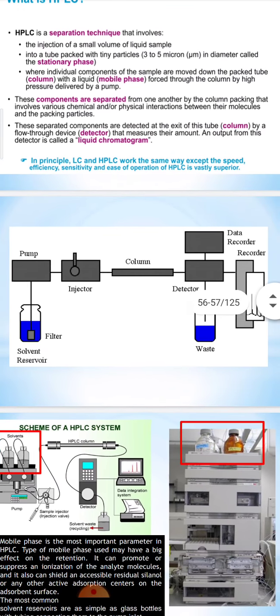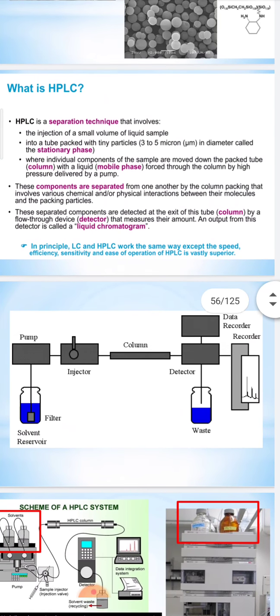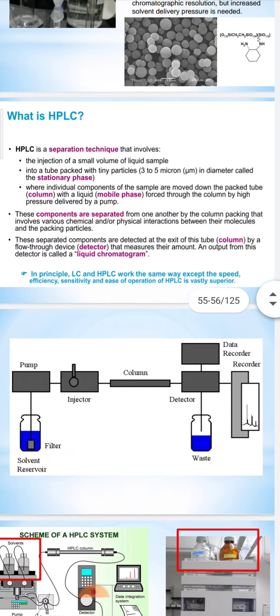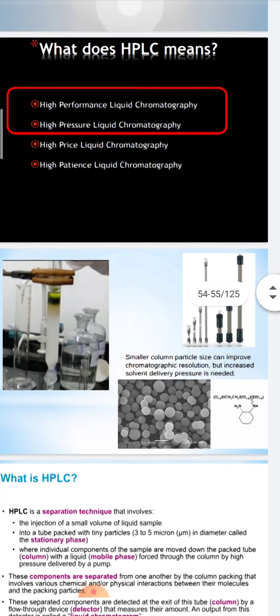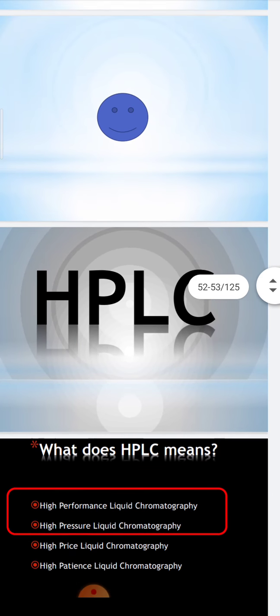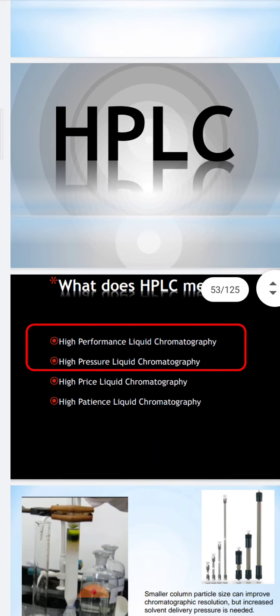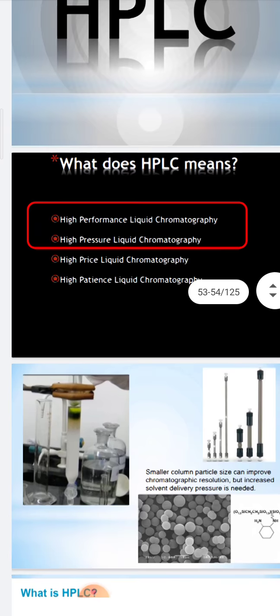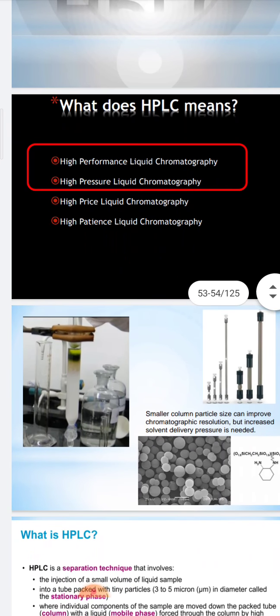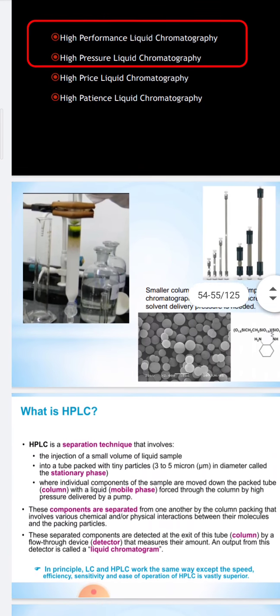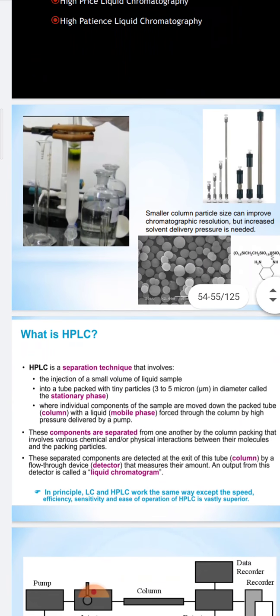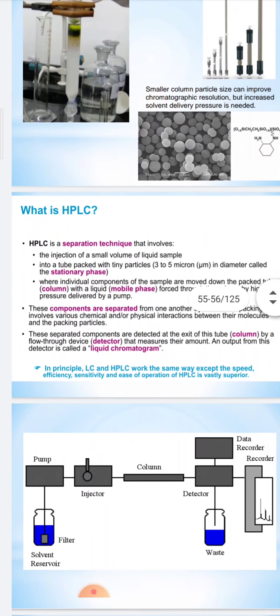This is the general block diagram of this particular HPLC. Again, we will review it. HPLC is high performance liquid chromatography, or it is also called high pressure liquid chromatography. Then what is HPLC?